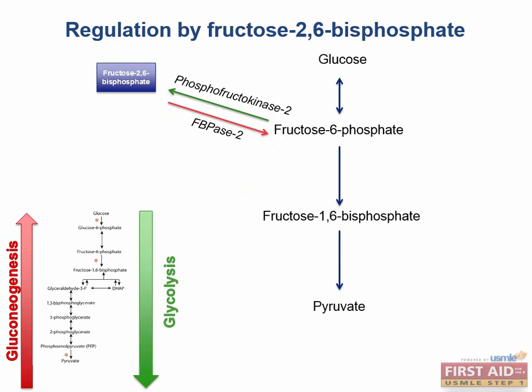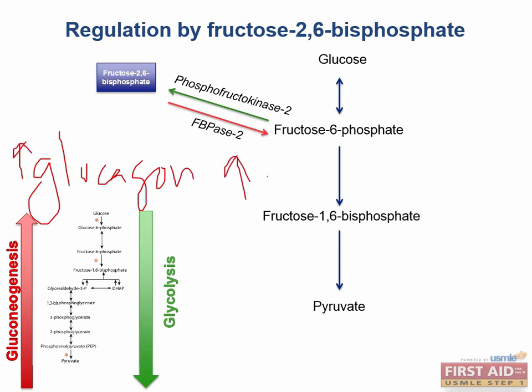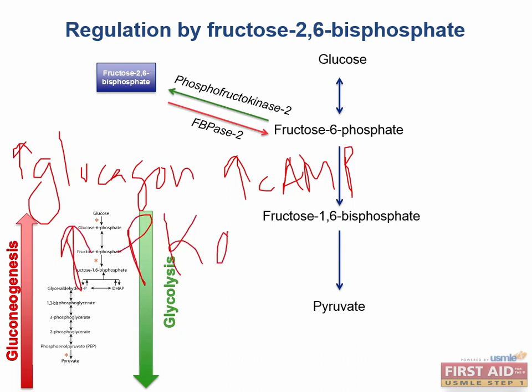Let's compare the regulation of this enzyme in the fed and fasting state. In the fasting state, high glucagon increases the amount of cyclic AMP through a G protein-coupled receptor system. This increases the activity of PKA, which phosphorylates fructose bisphosphatase 2. This phosphate group activates fructose bisphosphatase 2 and inhibits phosphofructokinase 2.